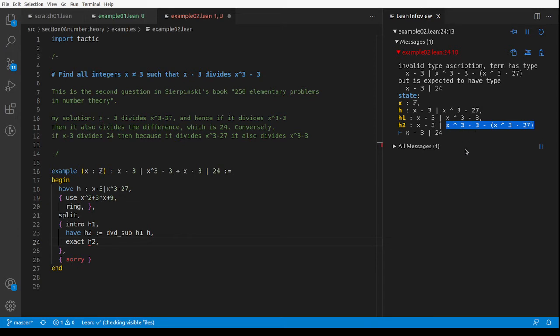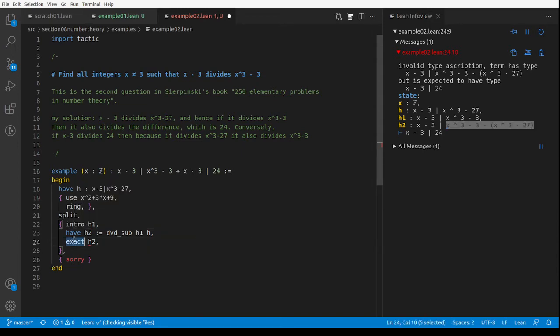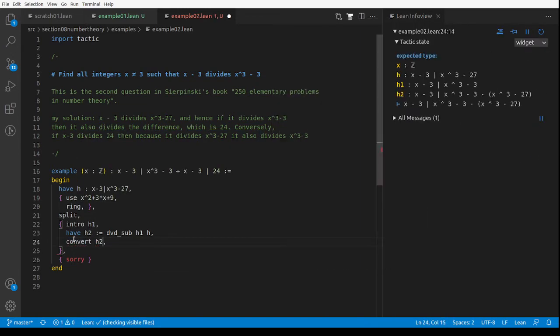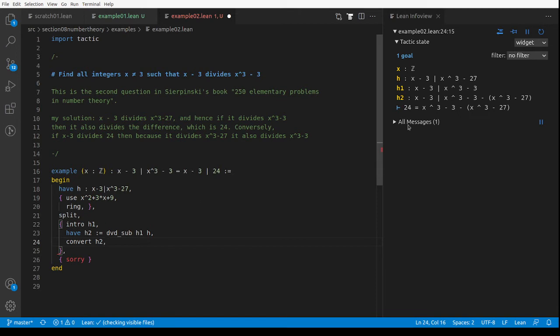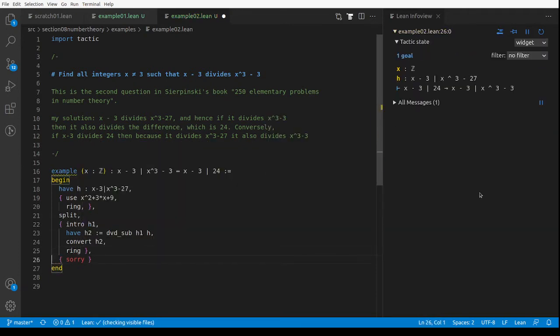It is equal to 24, but it's equal to 24 because of a theorem. So I can't put exact H2, it doesn't work. Exact works up to definitional equality. So I can put convert H2, and that will leave us with the claim that 24 is what I'm claiming it is, and now the ring tactic can do that. So that's one way of doing that.